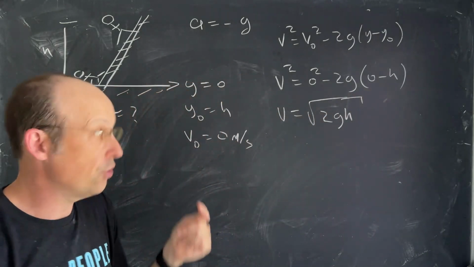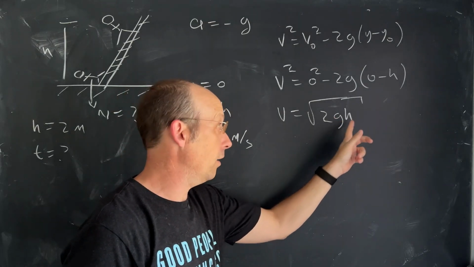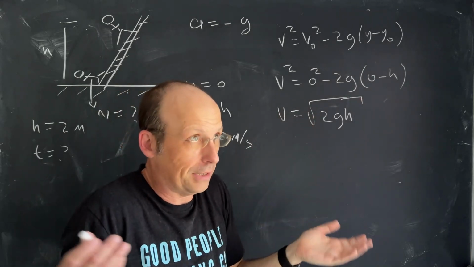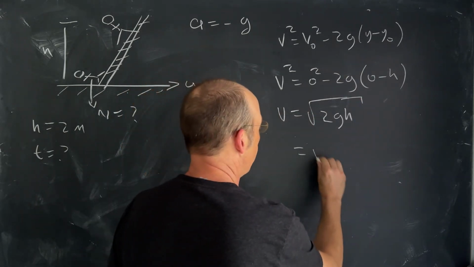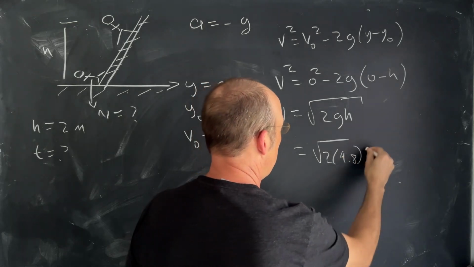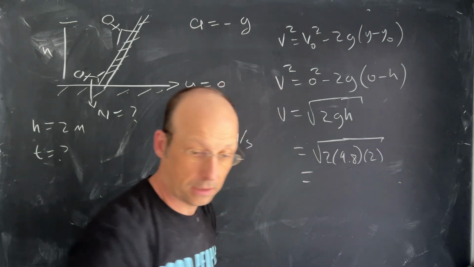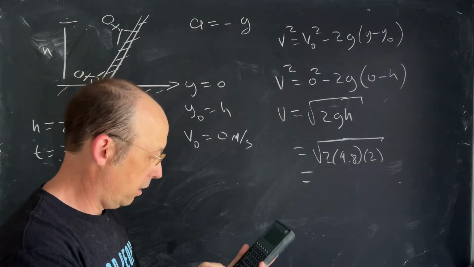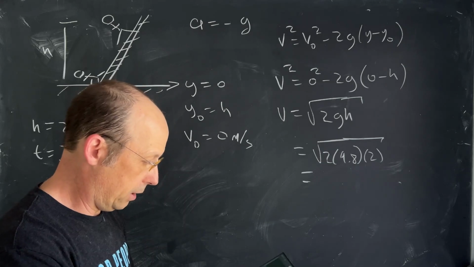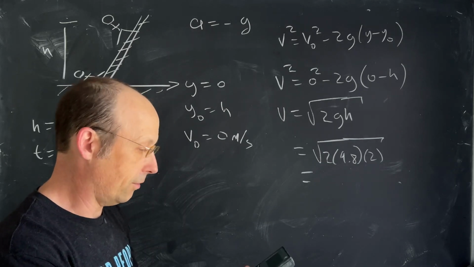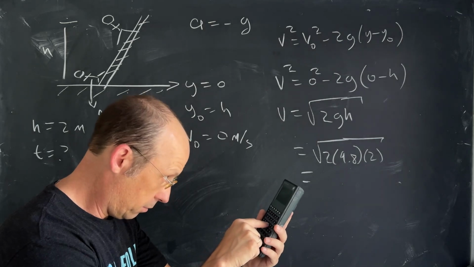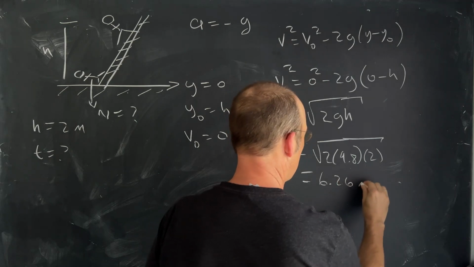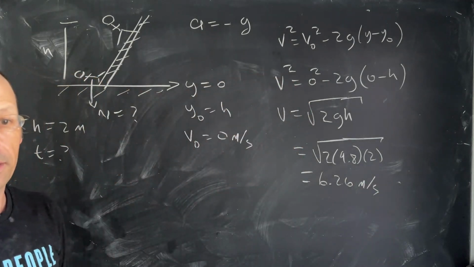Also, let's just check the units. This is meters per second squared times meters, which gives meters squared per second squared. And then when I take the square root, I get meters per second, which is what I want. Let's put in our values. Square root of 2 times 9.8 times 2, and let's calculate this with our calculator. I could have done the 2 twice. And then take the square root. And I get 6.26. That wasn't too bad, huh?